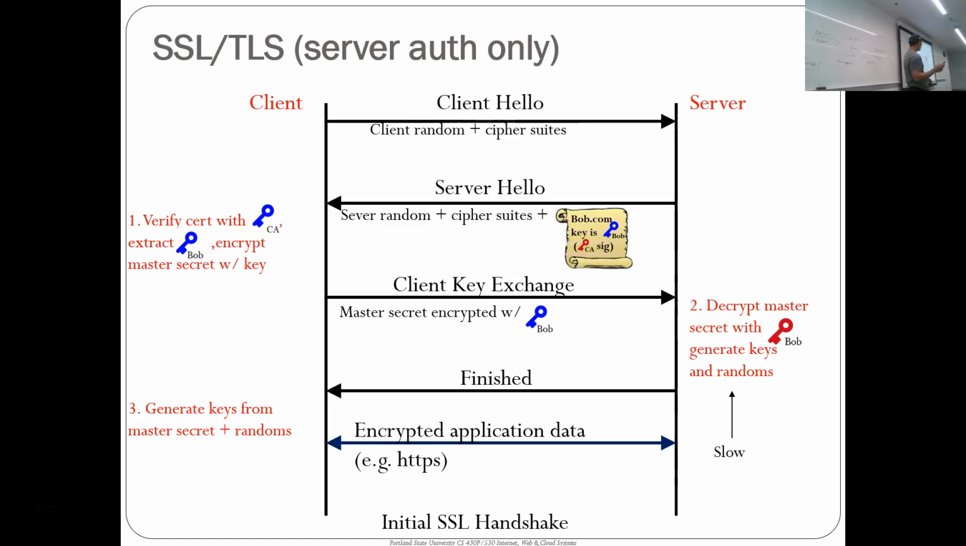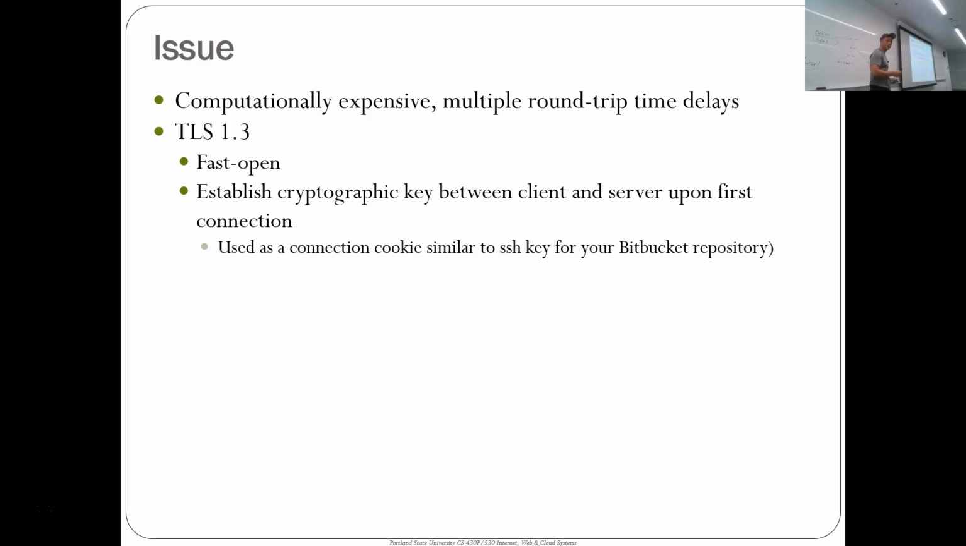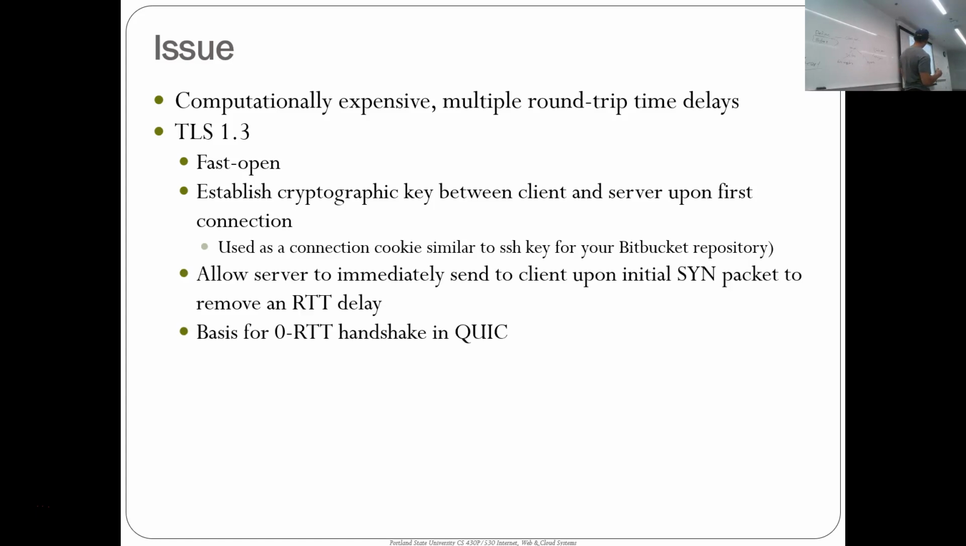So one of the things that they've talked about is TLS 1.3. There's this notion of fast open. The idea here is to establish a cryptographic key between the client and server that acts like a connection cookie, so that I don't have to reestablish identity every single time. I already established it once. I'm going to embed a cookie that both the server and the client share, so that the next time I need an HTTPS connection, they'll just start the thing back up. This is similar to what you just did with your Git repository. Like, you know what? Here's my SSH key. Don't bother me with the username and password anymore. It's the same idea with this. Okay.